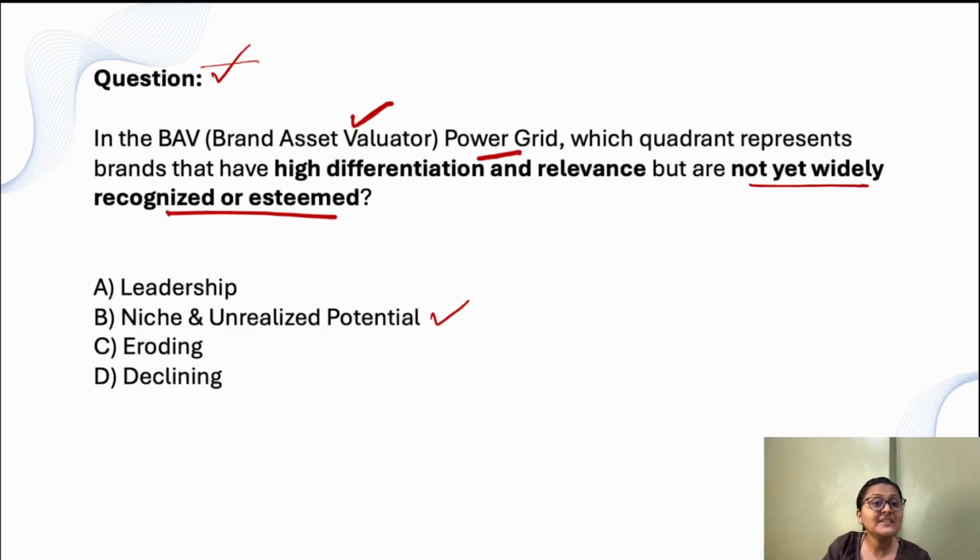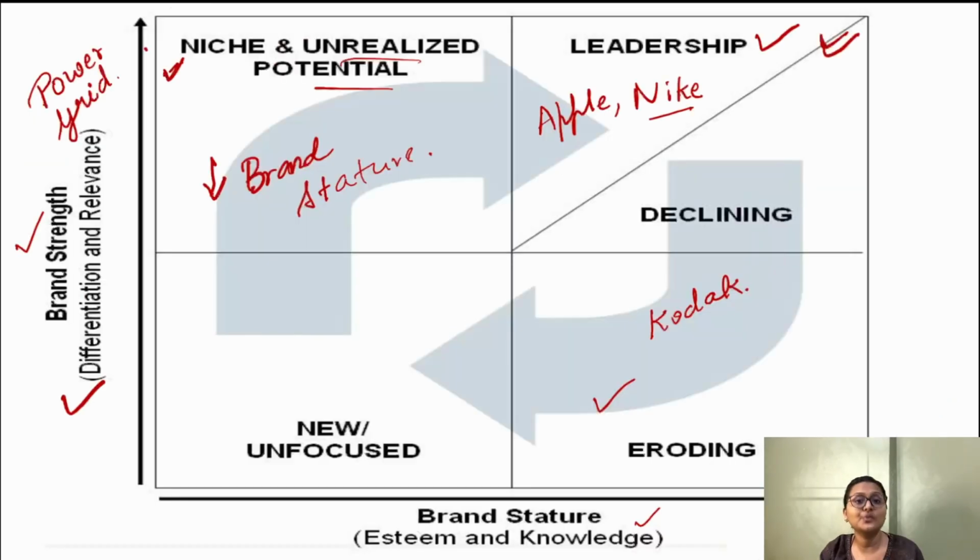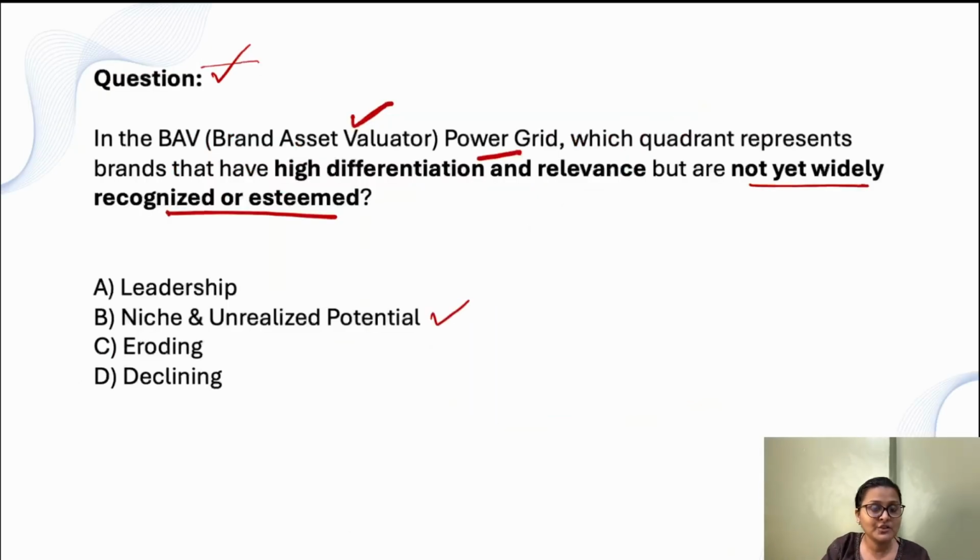Right, because in the highly differentiated and relevant market, where the knowledge is also great, that position is the leadership position. And in niche and unrealized potential, there is higher differentiation of product, but there is low esteem and low knowledge. So there is high differentiation and relevance but they are not yet widely recognized or esteemed. So our right answer will be niche and unrealized potential.